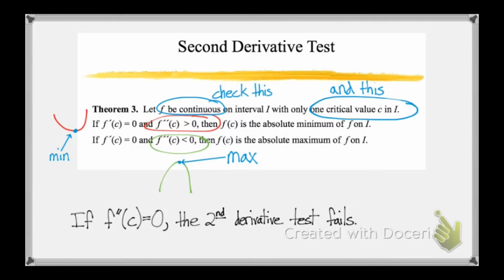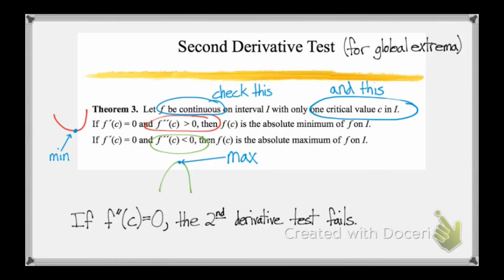So if you have a point at which your second derivative is 0 and your first derivative is 0 at x equals c, you have no information and you have to work with some other theorem. This is the second derivative test for global extrema, that is for global maxima and global minima. So there's also a second derivative test for local extrema, and the basic idea is the same.